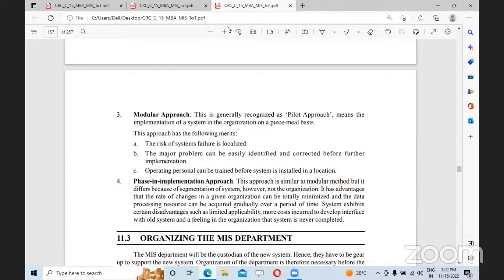Phase-in implementation approach is the next method. This approach is similar to the modular method, but it differs because of segmentation of the system, however, not the organization. It has advantages: the rate of change in the given organization can be totally minimized, and the data processing resource can be acquired gradually over a period of time. The approach exhibits certain disadvantages, such as limited applicability, more cost incurred to develop interfaces with the old system, and a feeling in the organization that the system is never completed.